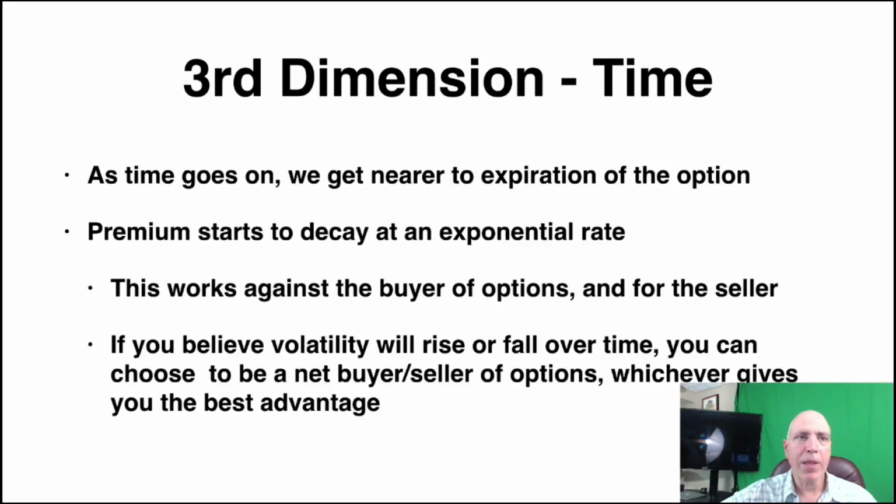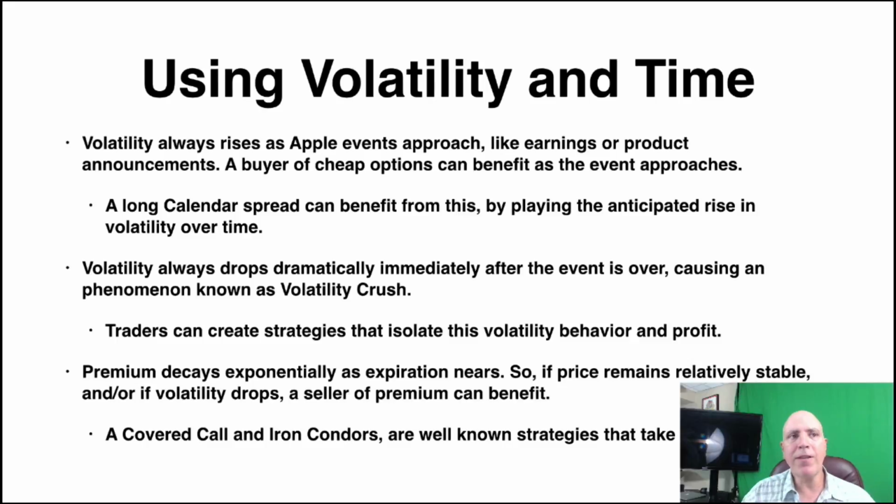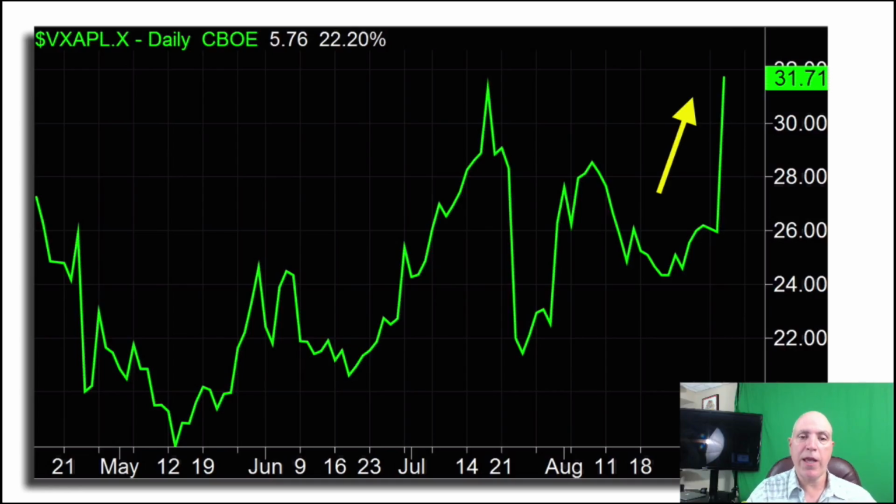All right, now on to the last slide, talking about using both volatility and time together. Now, these are real world examples. These are examples that you can start garnering specific strategies from with Apple. So, for example, volatility virtually always rises as an Apple event approaches. So like when earnings approach, Apple volatility, or the Apple VIX, always rises. And therefore, option premiums start inflating.